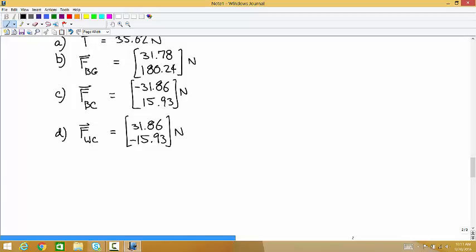Yep. On this, like on the exam, would we need to like jot down, like we know this by Newton's third law or something like that, or like equal and opposites or something? Would we need to? No, you don't have to do anything like that.